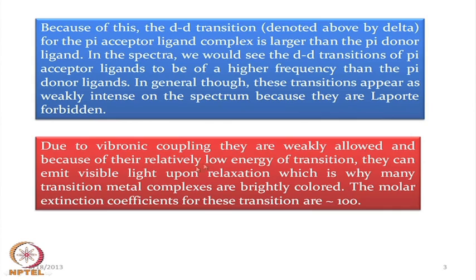So, they are weakly allowed, and therefore the energy for the transition is very low, and they can only emit visible light upon relaxation, which is why many transition metal complexes are brightly colored, because we see this in the visible range. But the molar extinction coefficient for these transitions is very small, around 100. That means the epsilon max is on the order of 100 only, because the corresponding absorption values on the y axis of the electronic spectrum are low.